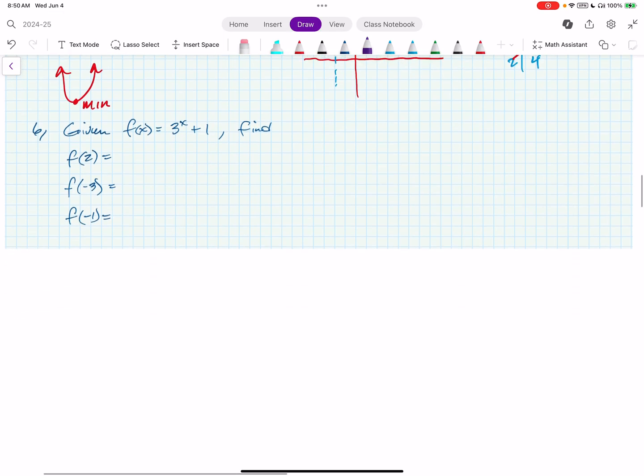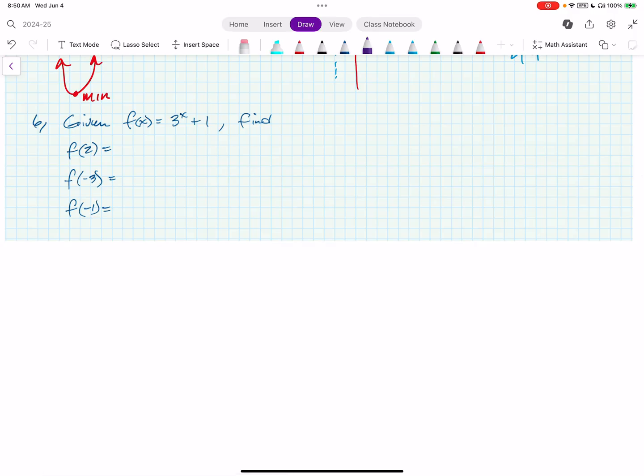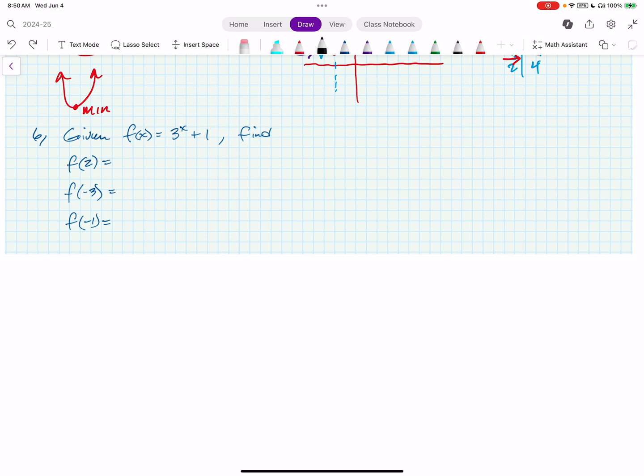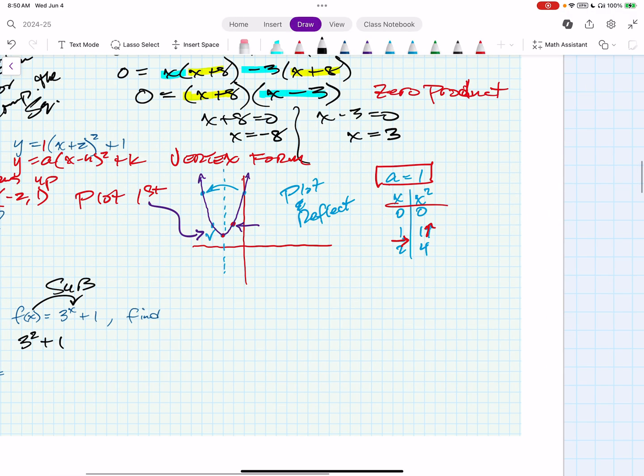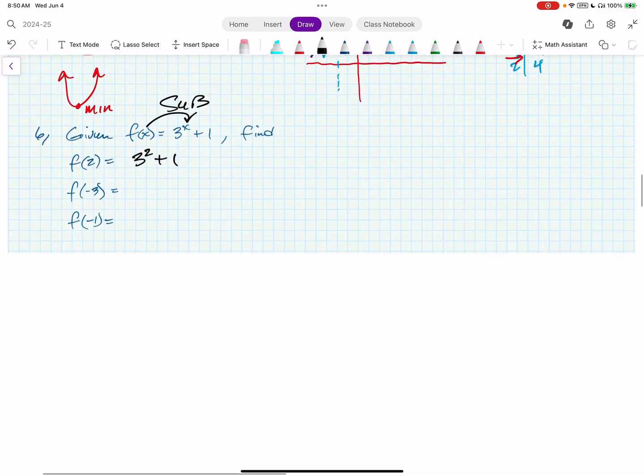Number 6, given this exponential function, find f of 2, f of negative 3, and so on. So you want to substitute this in. So f of 2 is equal to 3 squared plus 1. We substitute in the value. So here x is 2, so you substitute 2 in. 3 squared is 9, so 9 plus 1 equals 10.